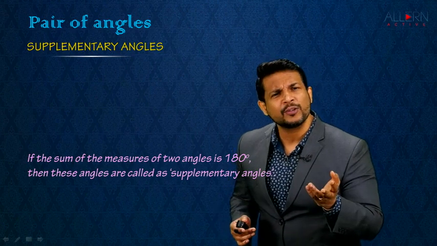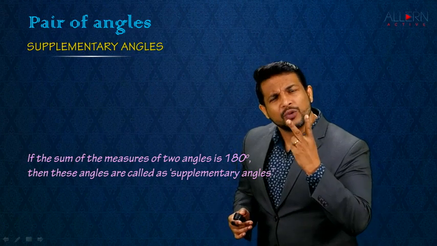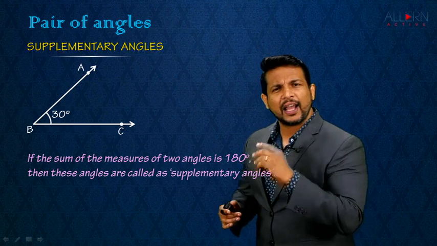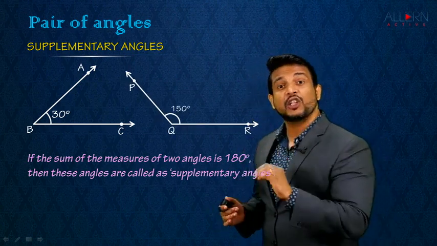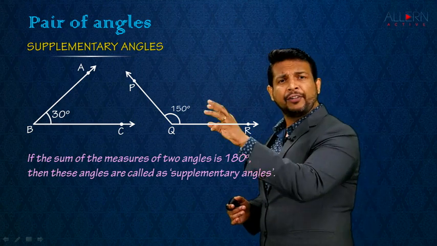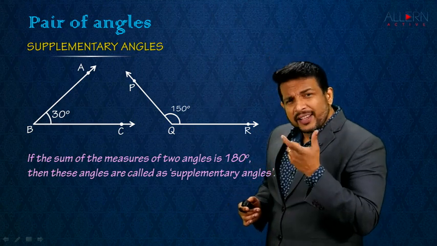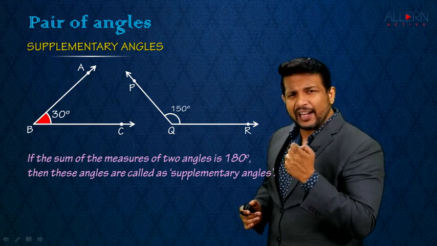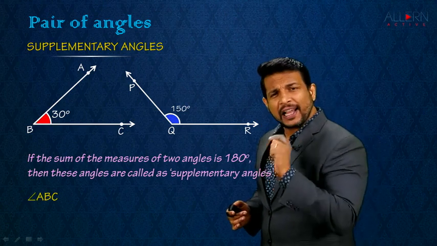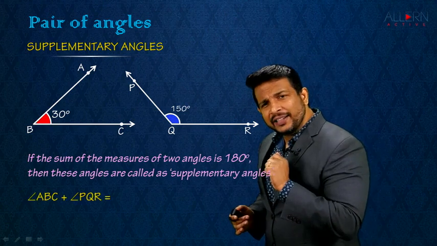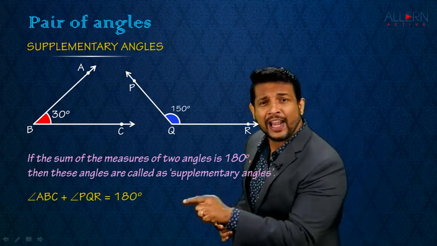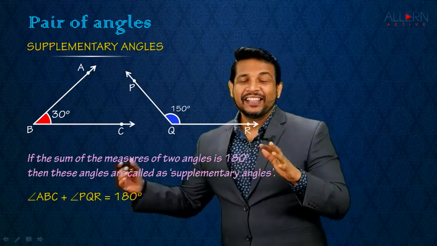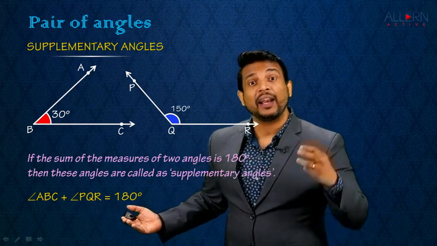Now, what do you mean by that? It's so simple. Two angles whose sum is 180 degrees. So let's say I have an angle ABC which is of measure 30 degrees. The other angle is PQR which is measuring 150 degrees. We require the sum, that means the addition. Let's add it up. Angle ABC plus angle PQR. Angle ABC is 30 degrees, angle PQR is 150 degrees. When we add, what do we get? 180 degrees. That means the sum of these two angles is 180 degrees.